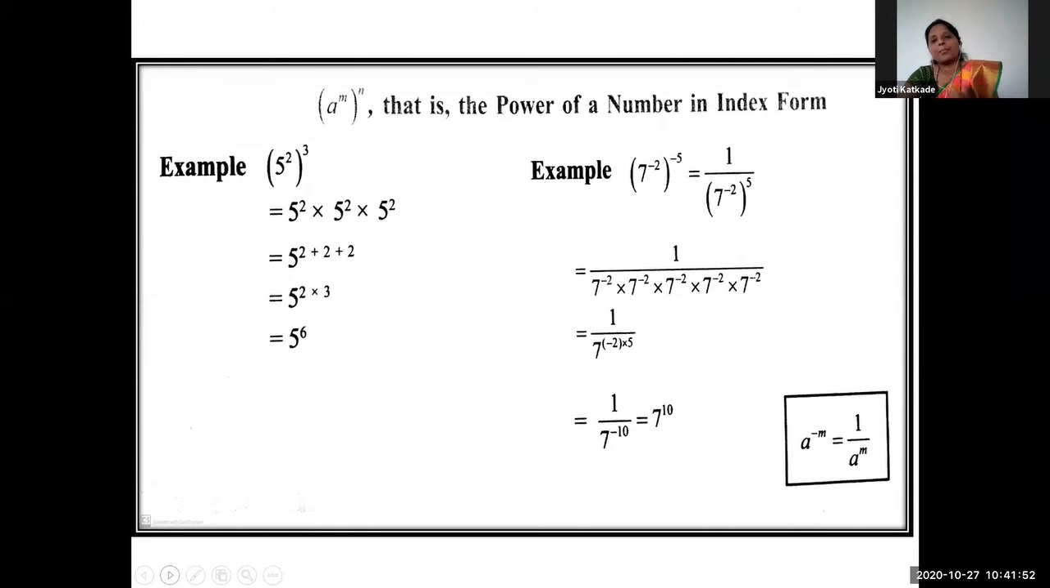See the example: (5^2)^3. It means 5 raised to 2 and again the power 3 is there. When power of power is given, how can we solve it? 5^2, and the power of this is 3.